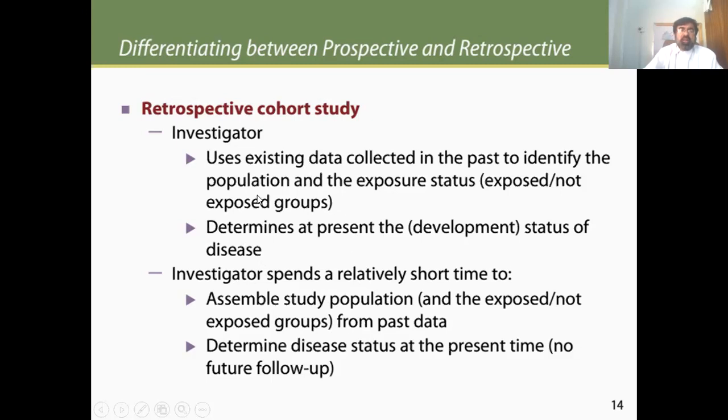You can study a file in the hospital within a month, within 10 days, within 15 days, but for a prospective study, you have to wait for a longer period of time. So determine disease status at the present time. No follow-up is needed in this type of study.